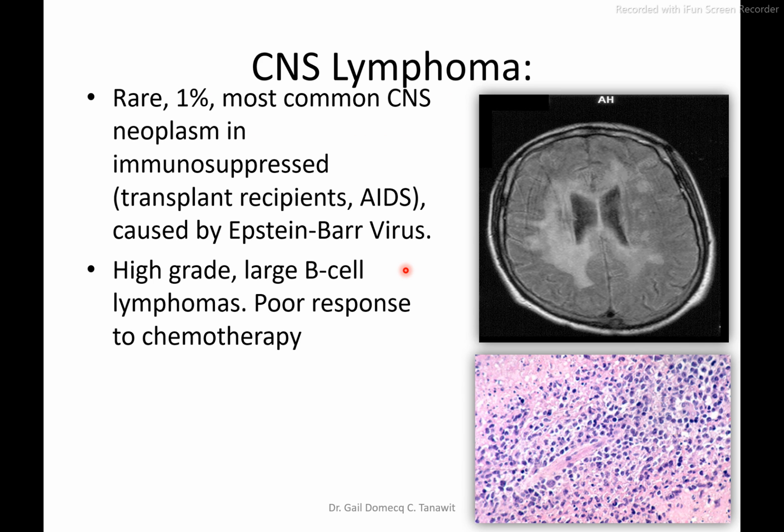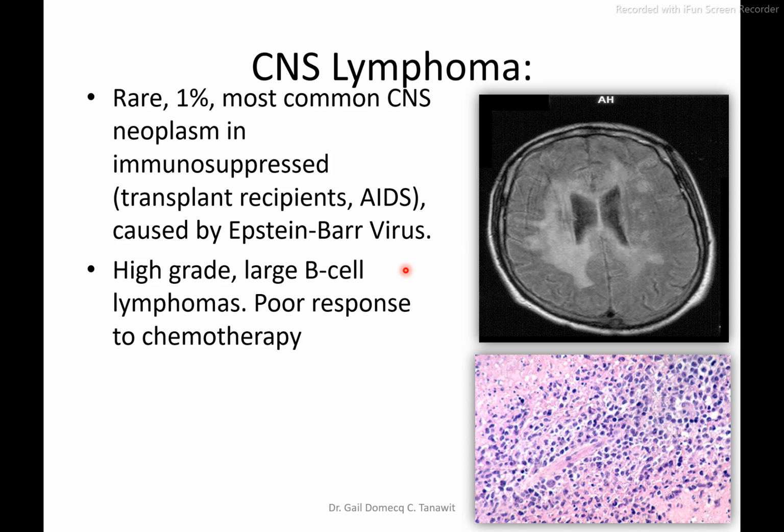Now, another tumor for pediatrics would be lymphoma. This is rare, 1%, but the most common CNS neoplasm in immune-compromised patients, transplant recipients, and patients who had or are having HIV or AIDS. Usually, it's also secondary to infection due to Epstein-Barr virus. Usually, it would be the large B cell lymphoma, not the T cell, and they would have a poor response to chemotherapy.